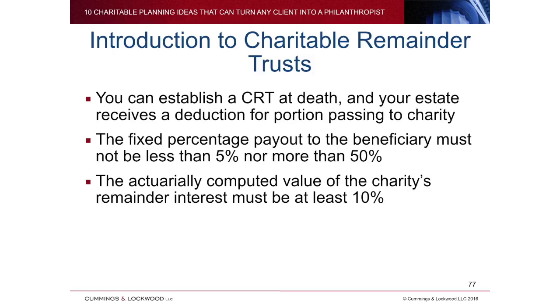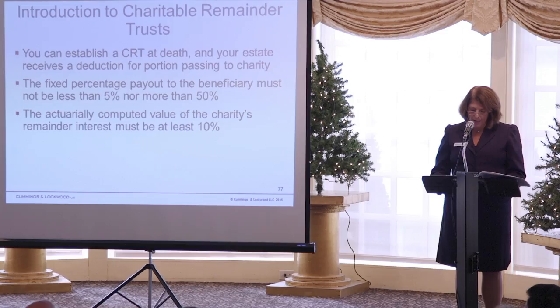A donor can establish a charitable remainder trust at death, and her estate receives a deduction for the portion passing to charity. It's really important to know your percentages. The amount that will be paid out to the donor annually must be between 5% and 50% of the assets. The actuarially computed value of the charity's remainder interest must be at least 10%. So that's 5, 50, and 10%.